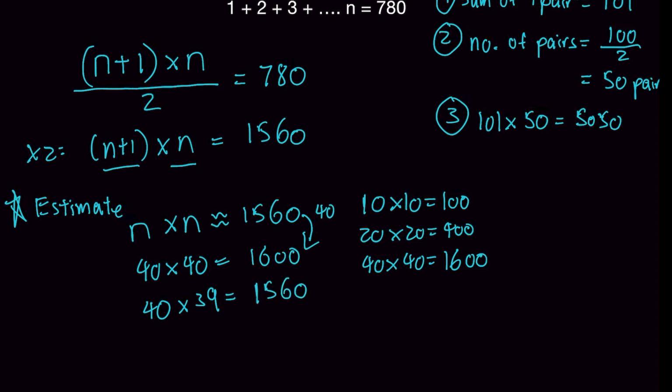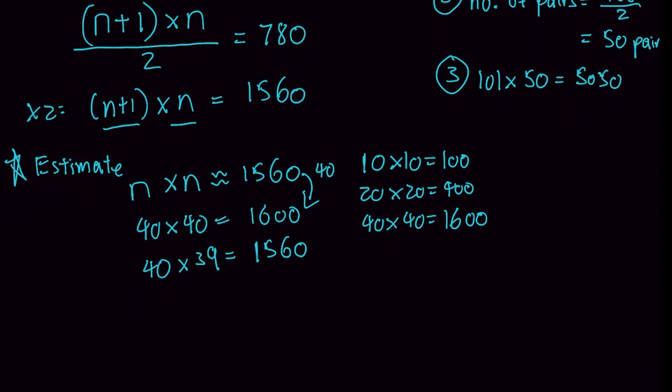Okay, so once we get 1560 over here, you might realize that your 40 is actually your n plus 1, right? And n is just 39 because these two are consecutive numbers, right? One number after the other. Therefore, your answer for n is actually equal to 39. And this is your final answer for this question.